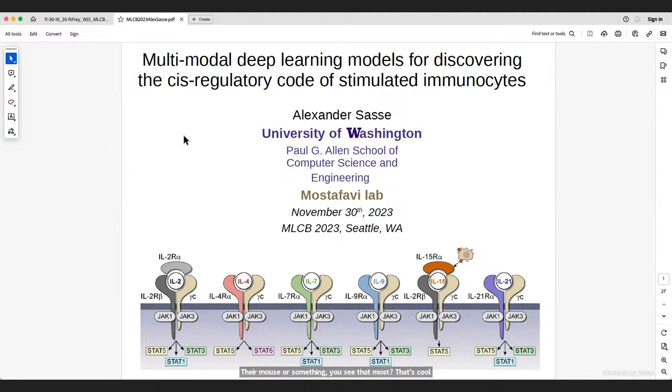Thanks a lot for giving me the opportunity to present this work in progress that I've been working on. I'll present to you a new strategy to model RNA-seq data from genomic sequence with convolutional neural networks.